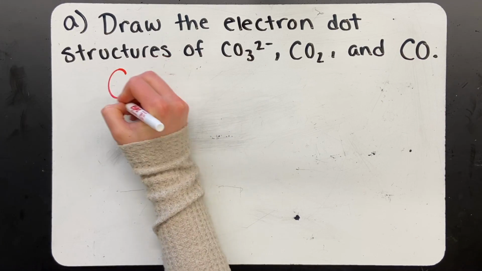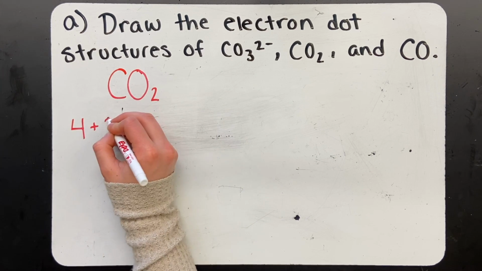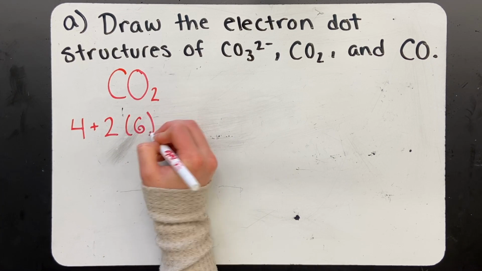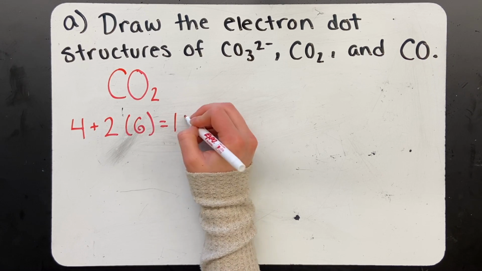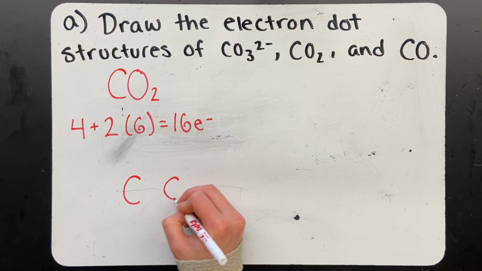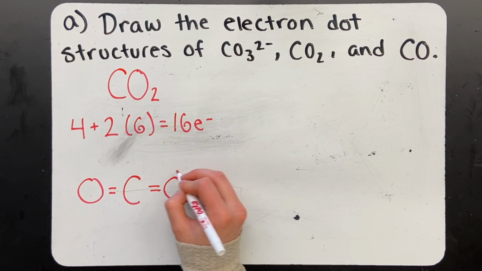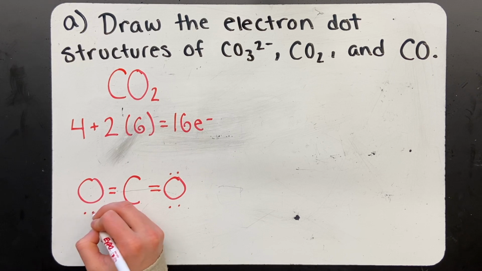We'll move on to drawing carbon dioxide. Once again, we'll begin by calculating the number of electrons, 4 for the carbon and 6 for each oxygen, giving us a total of 16 electrons in our diagram. We'll draw a carbon atom flanked by 2 oxygen atoms, each doubly bonded to the carbon. Each oxygen atom also gets 2 pairs of valence electrons.